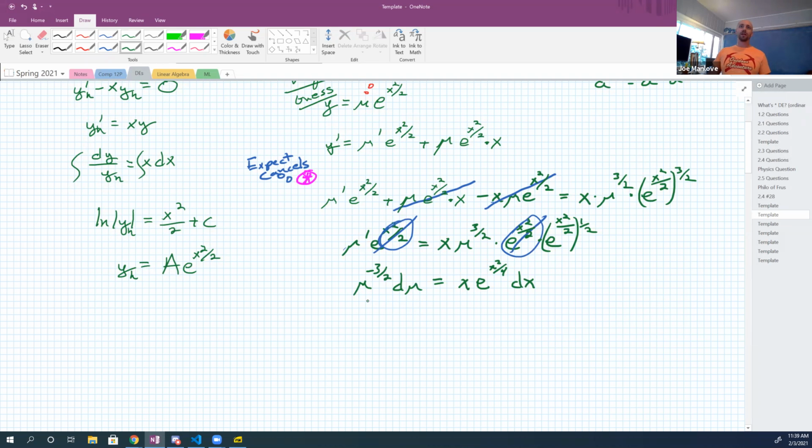Okay, now integrating both sides, what do I get? Negative 2 mu to the negative 1/2, right? So this guy, integrating, I'm going to have a mu to the minus 1/2 to the 1 higher power, and then over the 1 higher power, which simplifies to minus 2 times mu to the minus 1/2.